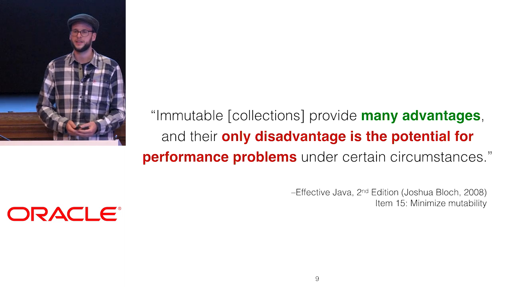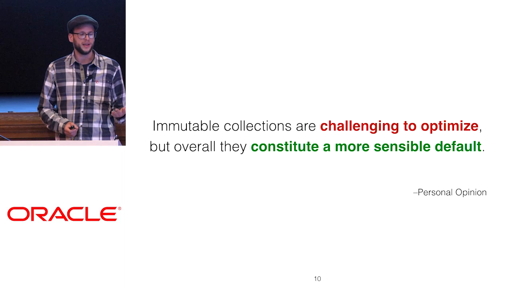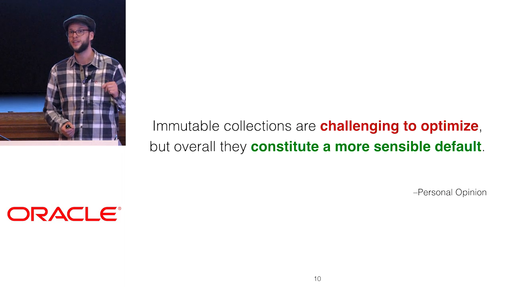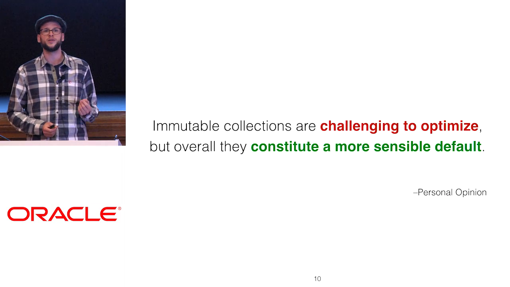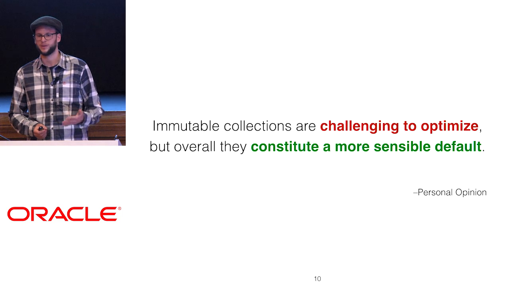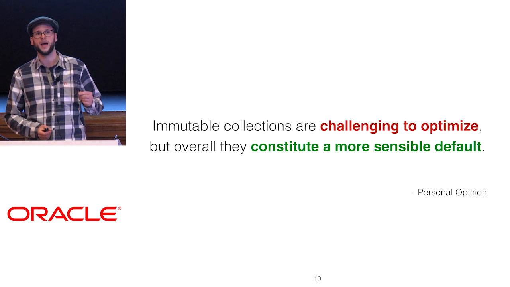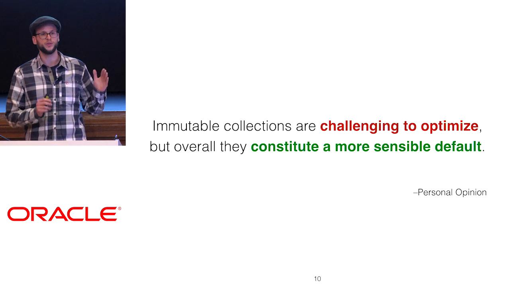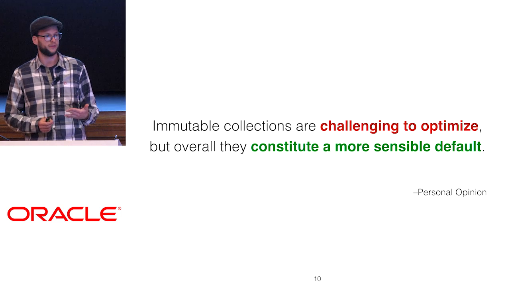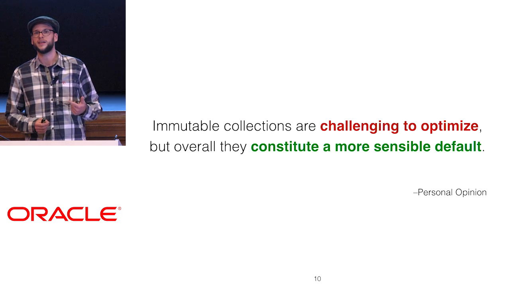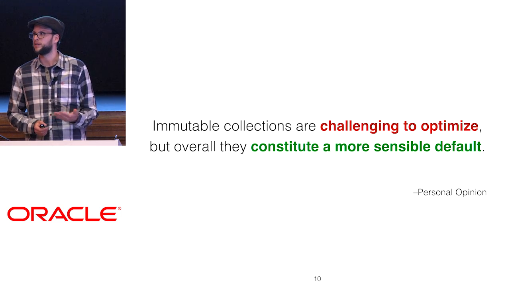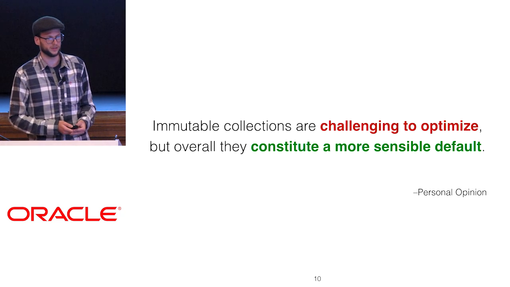Let me paraphrase that. I would say that immutable collections are challenging to optimize, but they constitute a more sensible default. So that's my opinion on the topic, and I would like to focus exactly on these two points: how to get them efficient, and show you some things you can do with them that you can't easily do, for example, with mutable or array-based collections.